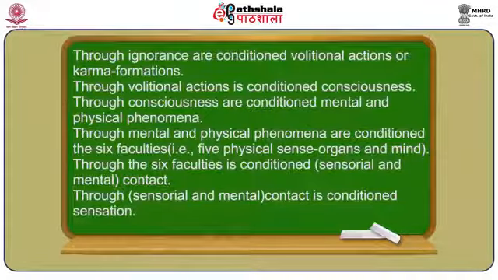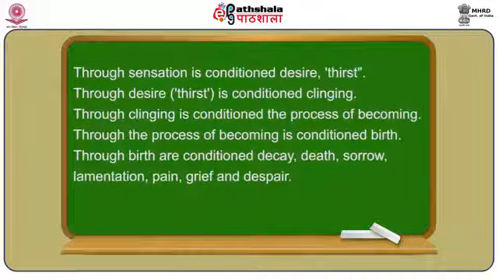Through ignorance are conditioned volitional actions or karma formations. Through volitional actions is conditioned consciousness. Through consciousness are conditioned mental and physical phenomena. Through mental and physical phenomena are conditioned the 6 sense faculties, or the 5 physical sense organs and mind. Through these 6 faculties is conditioned sensorial and mental contact. Through sensorial and mental contact is conditioned sensation. Through sensation is conditioned desire or thirst.